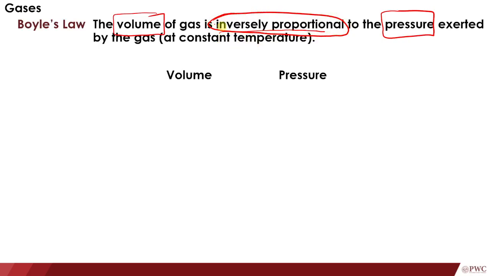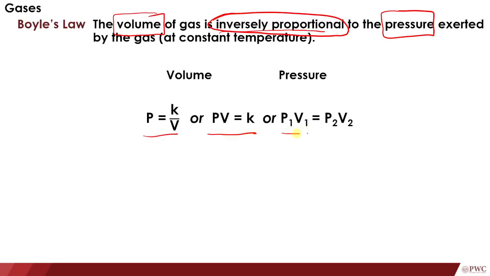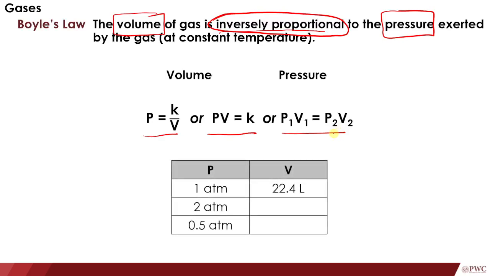Now, we can write this relationship using this equation. Again, the volume is inversely proportional to the pressure. So, there is a constant because, again, they have a proportional relationship. Now, we can rewrite this as P1 times V1 is equal to P2 times V2. Now let's see how this works.